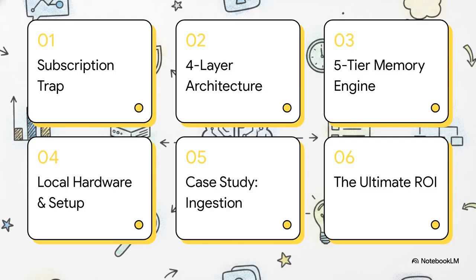Here is how we're going to unpack this whole system today. 1. The AI subscription trap. 2. A 4-layer architecture. 3. The 5-tier memory engine. 4. Local hardware and setup. 5. Case study, bulk ingestion, and finally, 6. The ultimate ROI. Let's get to it.